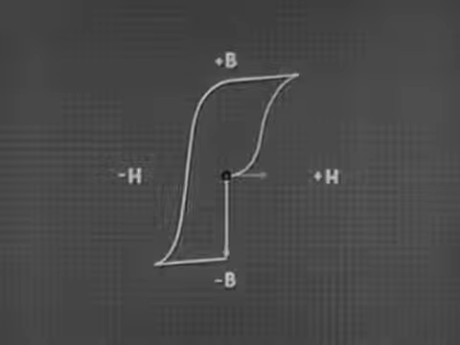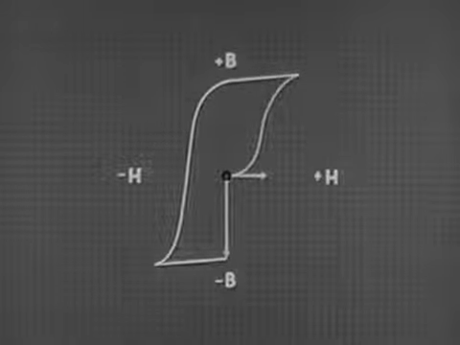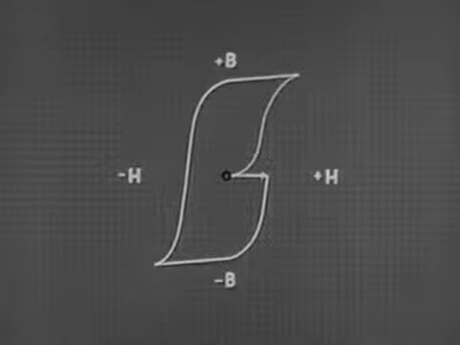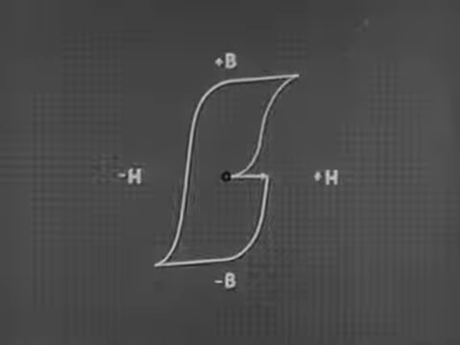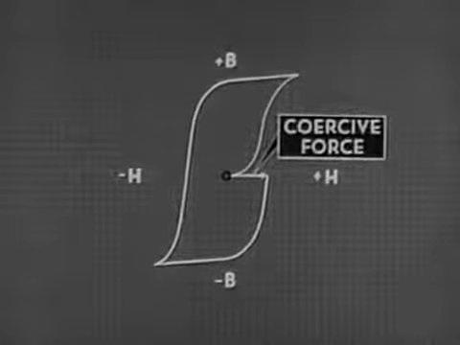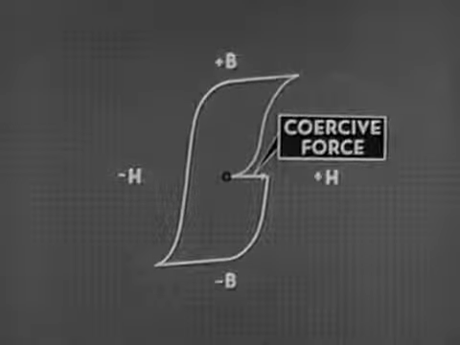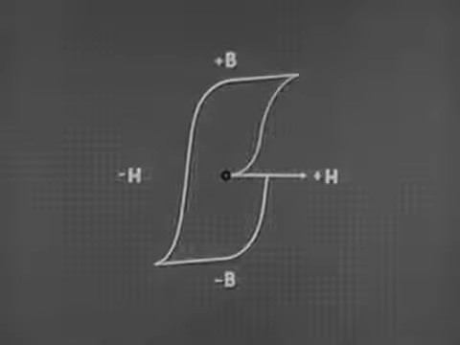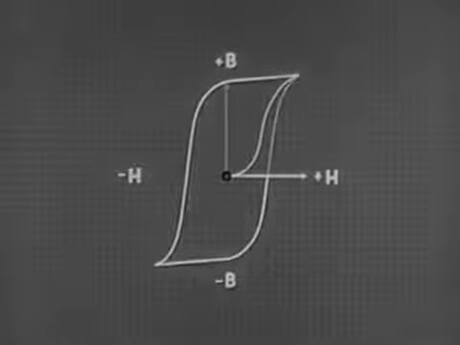To switch the core, we apply a positive magnetizing force. Enough first to cancel out the negative residual magnetism. That is, to act as a coercive force in the opposite direction. And then, by adding more positive magnetizing force, we can bring the core material back to a state of positive saturation.